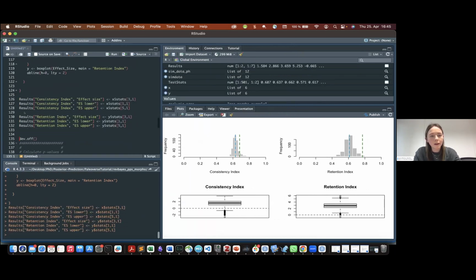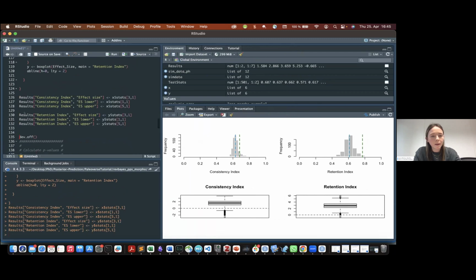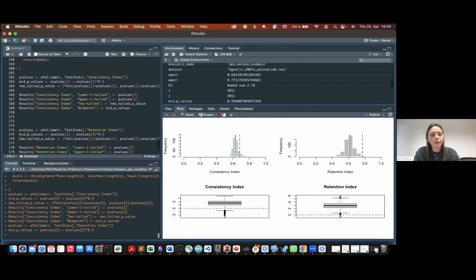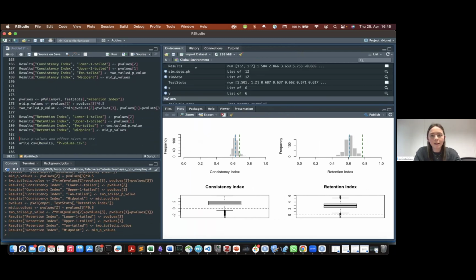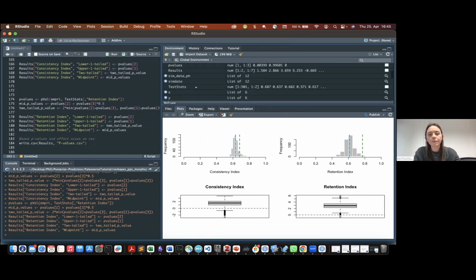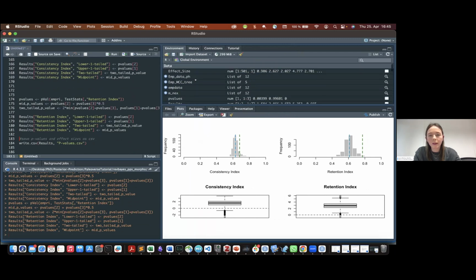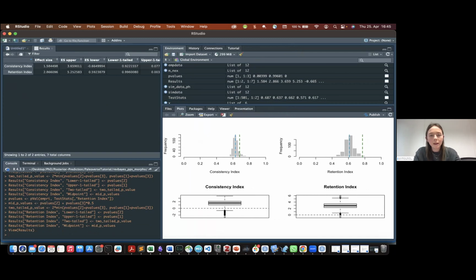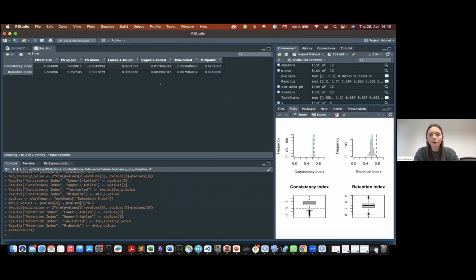And then you can get a CSV of your p-values as well for your consistency index and your retention index. So depending on which ones you want to use, effect sizes or p-values, they will agree with each other, but whichever one you want to use, you can determine whether or not your model is adequate for your one data set. And that's all you have to do really.